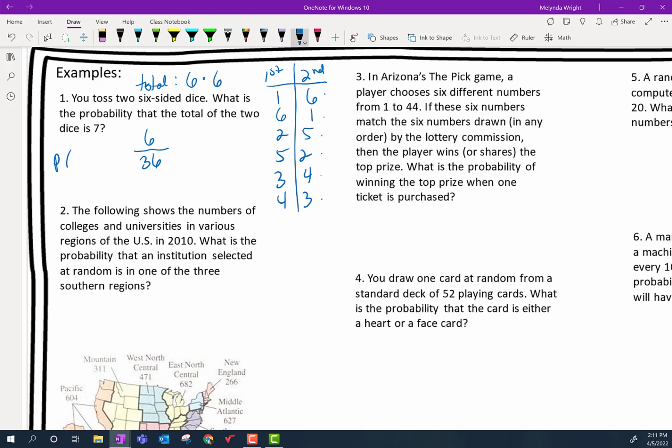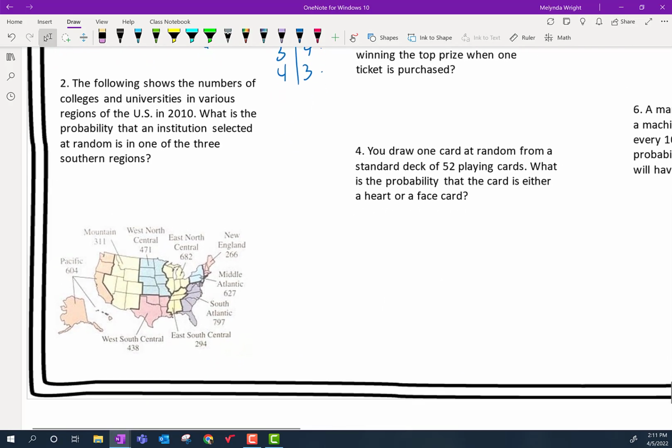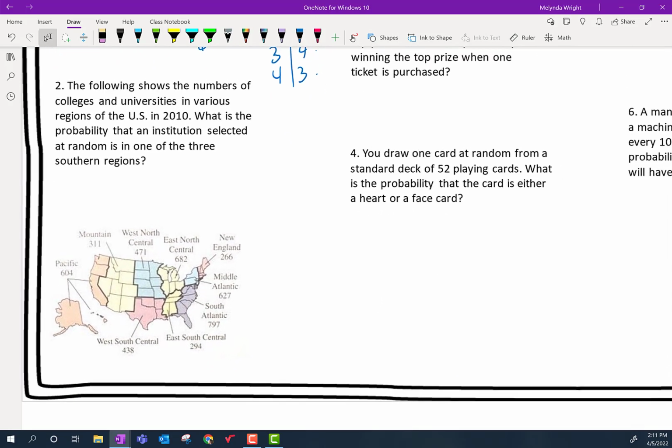So the probability of getting a sum of 7 would be 6 over 36, or 1/6. Okay. Our next example is looking at finding the probability given some data. We want to know what's the probability that we pick an institution in one of the 3 southern regions.